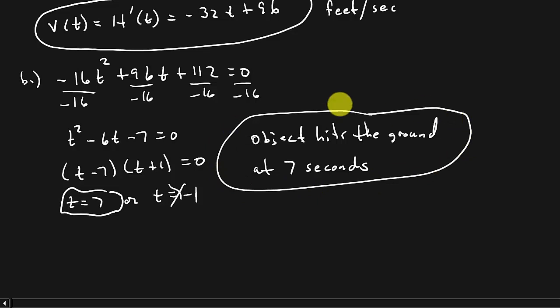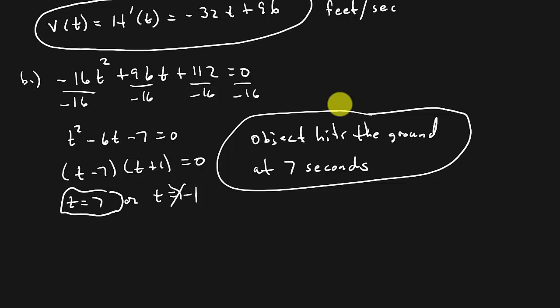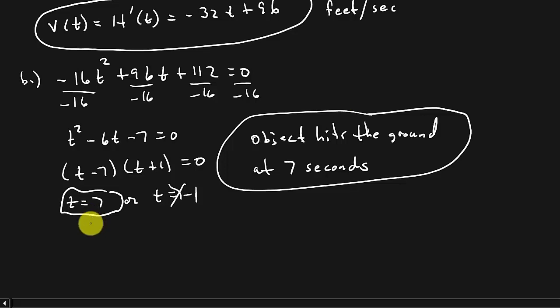Okay. We know it's not -1. You're not going to have a negative time. And then it wants to know what's the impact of it. What's the velocity at impact? Well, when does it hit the ground? It hits the ground at 7 seconds, and so we just evaluate the velocity function at 7.